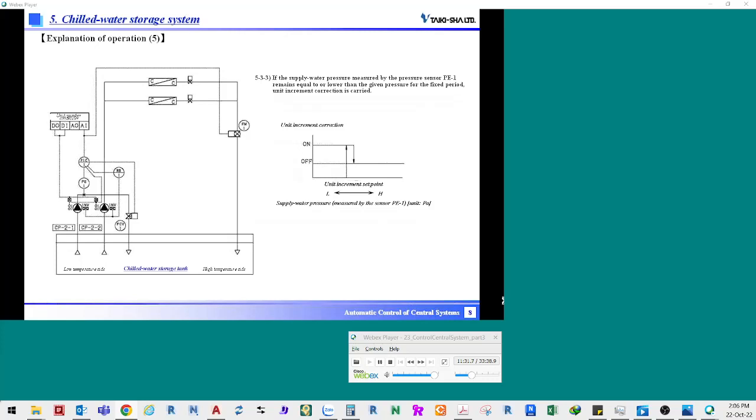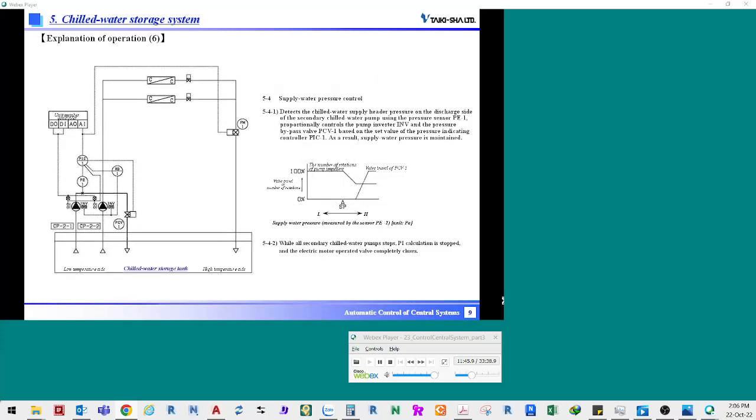If unit increment is requested, the number of the secondary chilled water pumps to be operated is increased, even during the start-stop determination interval. The pressure for unit increment is set to the pump rated pressure or lower based on the pump capacity curve. The contents I will explain are shown on this slide.